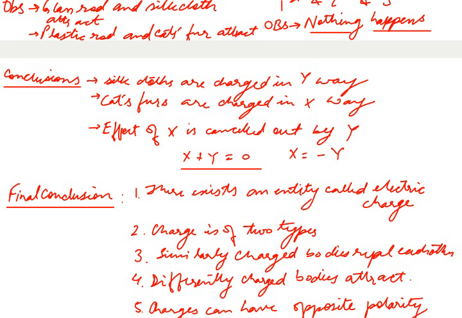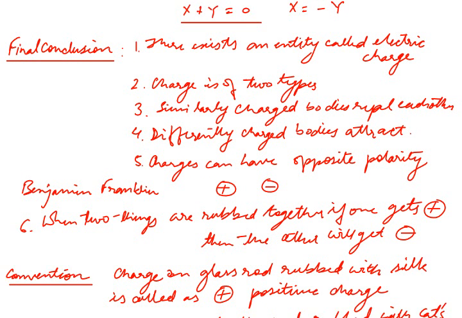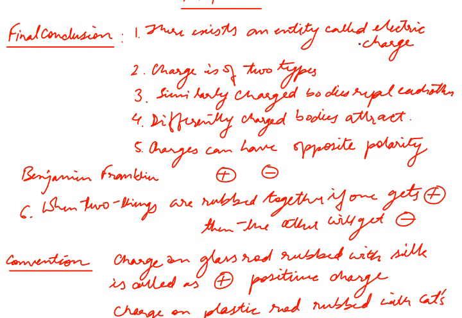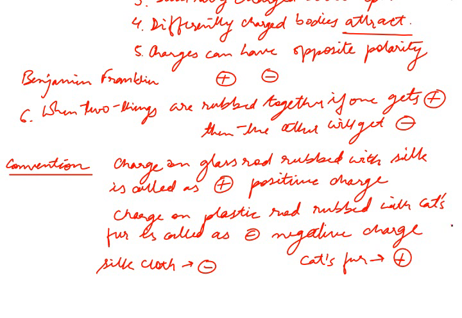The overall conclusion from the experiment is that there is something called electric charge, which is of two types. Similarly charged bodies repel each other, differently charged bodies attract each other, and charges are of opposite polarity. Then I told you about the convention followed universally for which charge is called positive and which negative: glass rod rubbed with silk is called positive, and plastic rod rubbed with cat's fur is called negative. So this was just an introduction to electric charge, how it was discovered and its properties.